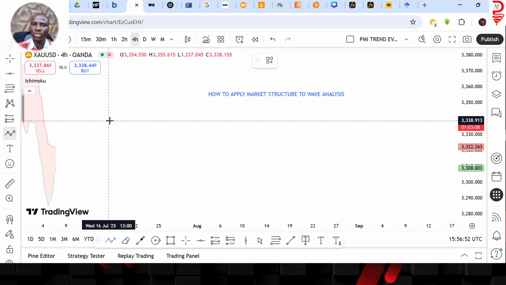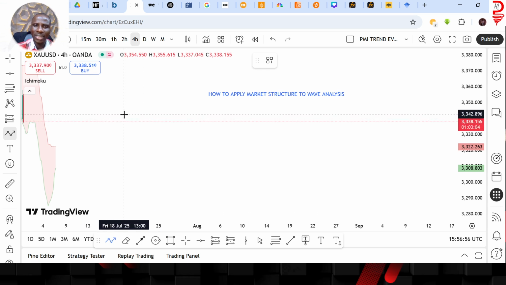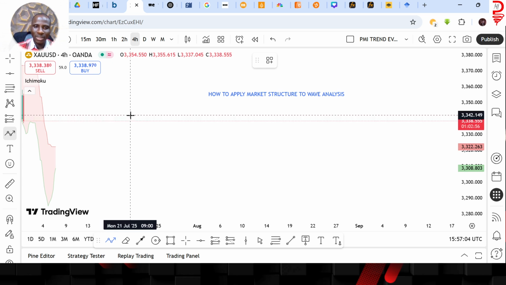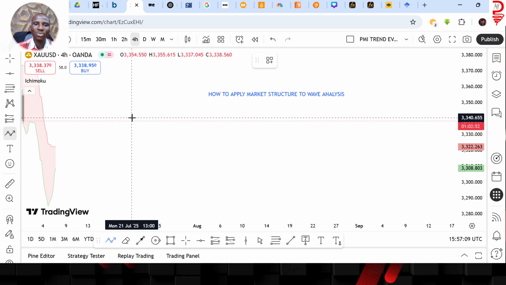I'm going to be drawing some things so that you will just have an idea theoretically what it means. However, we are going to go into the chart so that we can have a real life data example. You will now see how to mark structure out on the chart.